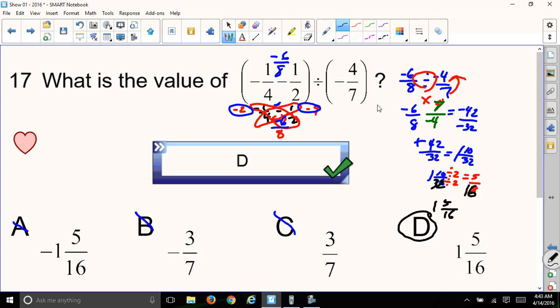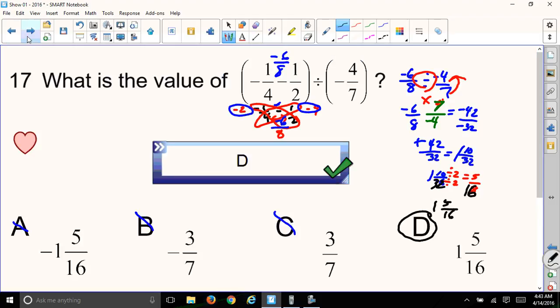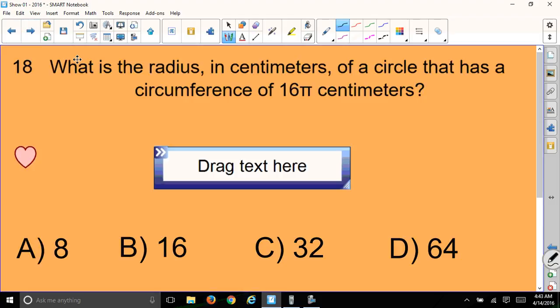So I would recommend you reduce your fraction over here, because that would have been a lot nicer to reduce this fraction, negative 6 over 8. That would have handled a little bit smoother. So that's a good question. If you want to go on, let's check this question out here. What is the radius in centimeters of a circle that has a circumference of 16 pi centimeters?